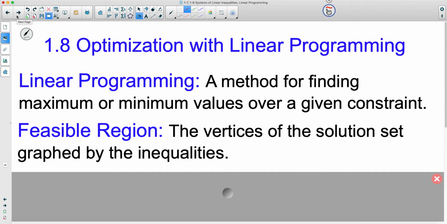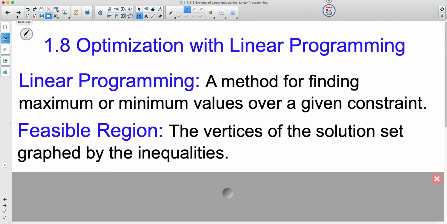Your vocab words here are linear programming and feasible region. Linear programming is when we find a maximum or minimum value for a given constraint, which will be the lines that we graph. The second part is really more important. It's called the feasible region. The feasible region is the shape that is formed by the lines, and more specifically the vertex points of the solution set graphed by the inequalities.